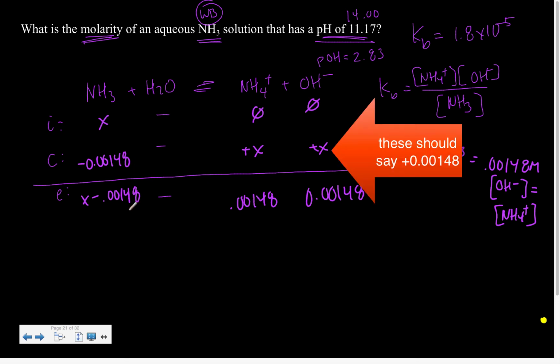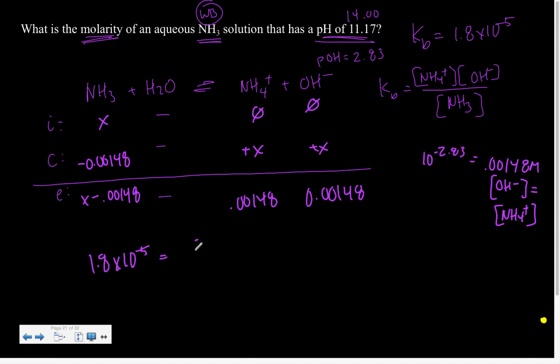All right, so then we can just set that up. We would have 1.8 times 10 to negative 5th is equal to 0.00148 squared over x minus 0.00148. And we would solve for our x, and work back up to that. Does that make sense? Because the dissociation is not one-to-one. If this were a strong base, then it would go back to those problems at the beginning of the chapter where if it's a strong base, this dissociates one-to-one. This would also reflect the concentration of that, which is not the case here. Does that make sense?